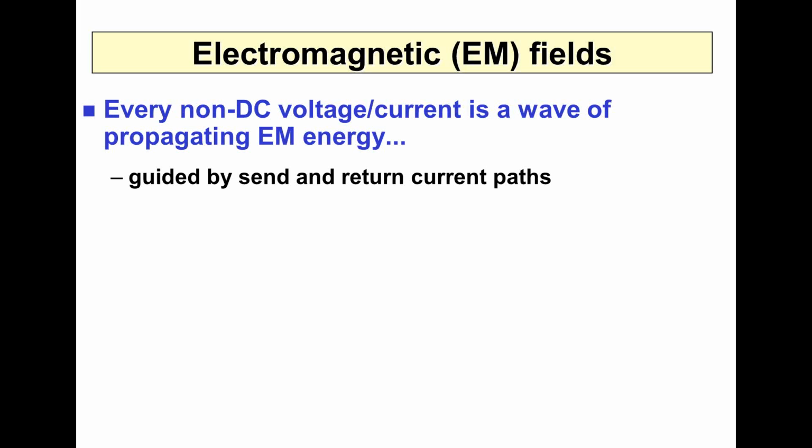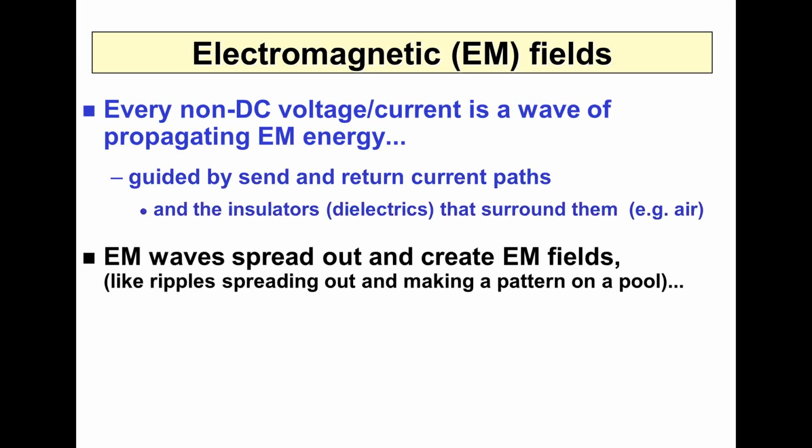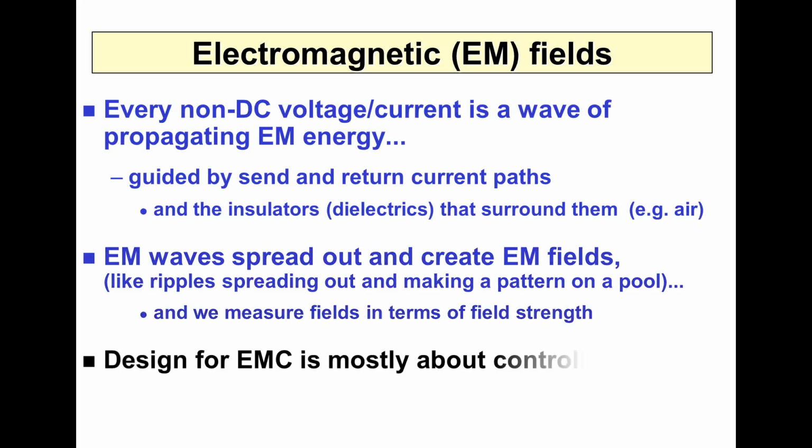Now, electromagnetic waves spread out and create electromagnetic fields. If you imagine throwing a stone into a pond, you can see that there's a wave front that spreads out across the pond, and behind it is a pattern on the pool. Okay, so we have the wave front, we have the pattern. The pattern is what we call an electromagnetic field. We measure fields in terms of field strength, which we'll talk about in a minute. Designing for EMC cost effectively is mostly about controlling fields.